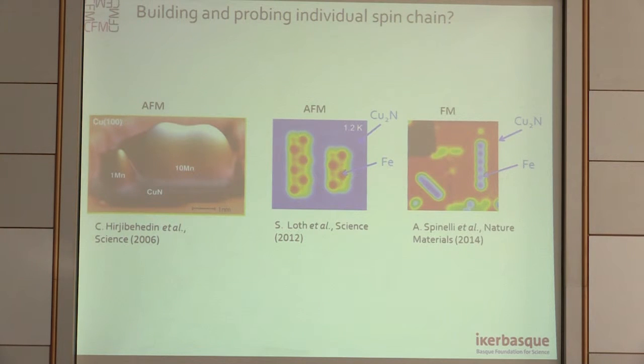But as we saw from the talks of Cyrus the first day, Marcus, and most of the experimental colleagues working on STM, such spin chains can be built using different magnetic atoms. For instance, here we have manganese spin chains that are antiferromagnetic, iron spin chains, or even ferromagnetic spin chains. So this is clearly within the experimental capabilities nowadays.